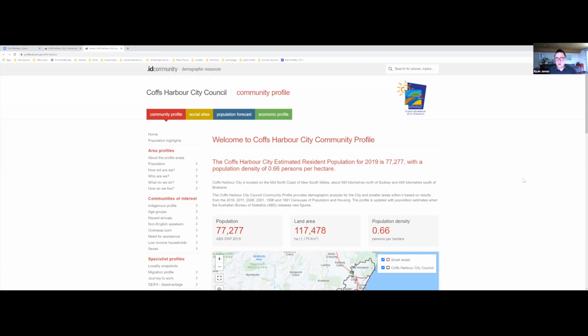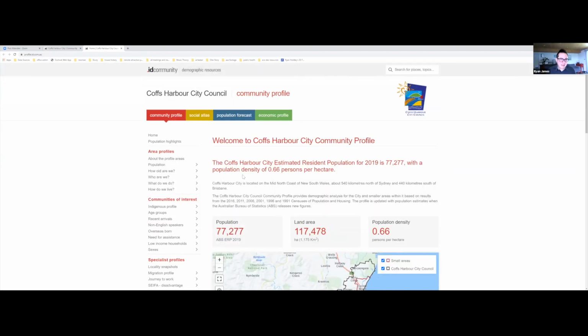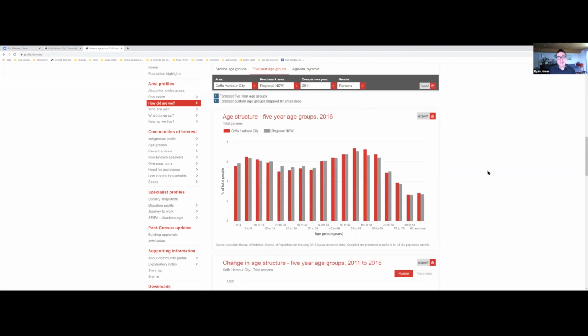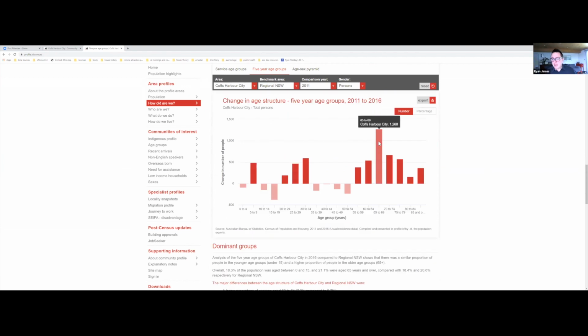Essentially what you can do, again, this is not a training session, I'm just going to give you an example. I can go here, how old are we? Click 5-year age groups, scroll down, and this is telling me the age of Coffs. You're seeing a bulge in 55 to 65-year-olds and primary school kids. How is that changing over time? Well, it's actually our retirement age we saw the most growth in. I know I'm going quickly, but hopefully that makes sense.